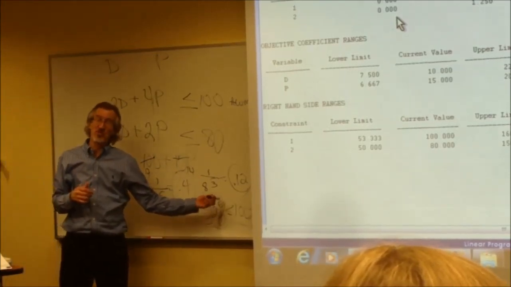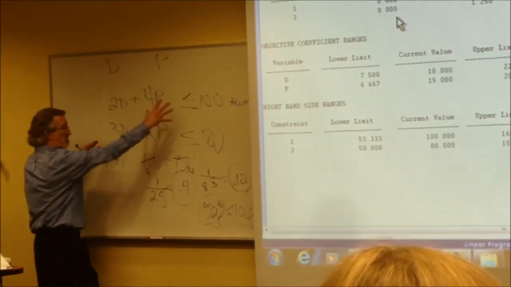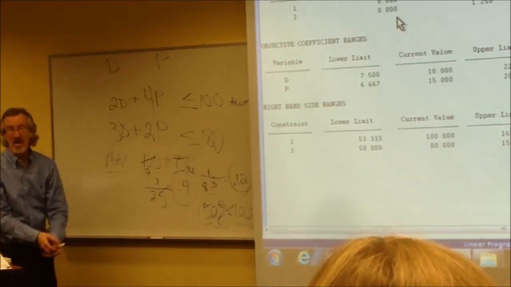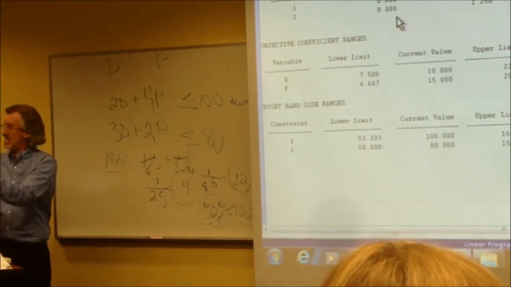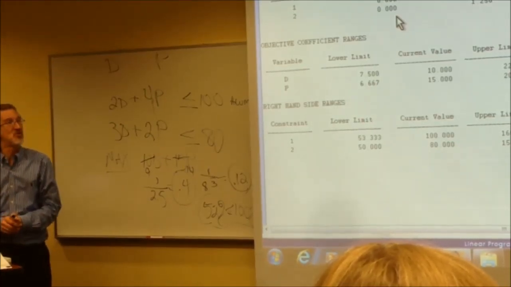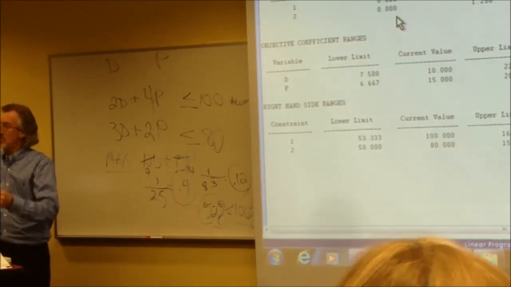Now, if this is a real problem on a quiz, you show me that these two changes are within the 100% rule, and now it's going to say, if the optimal solution is still valid, what would be the new objective function value? And you've got to calculate it.